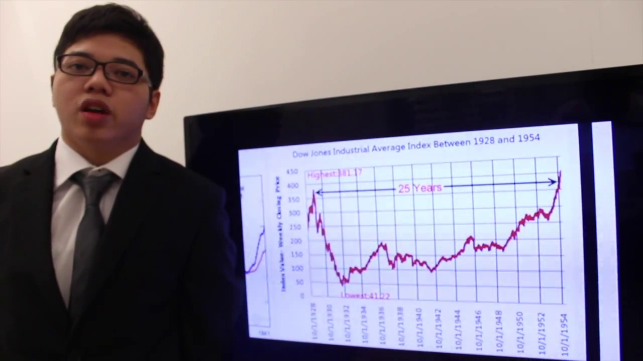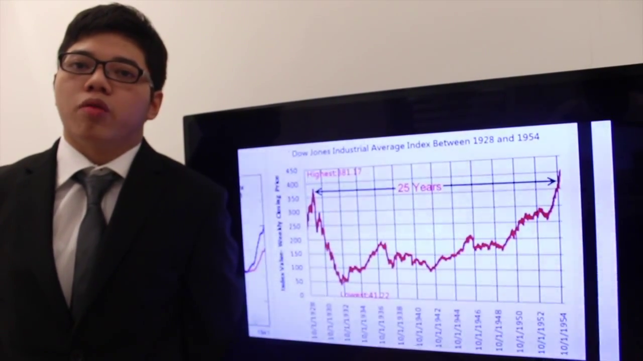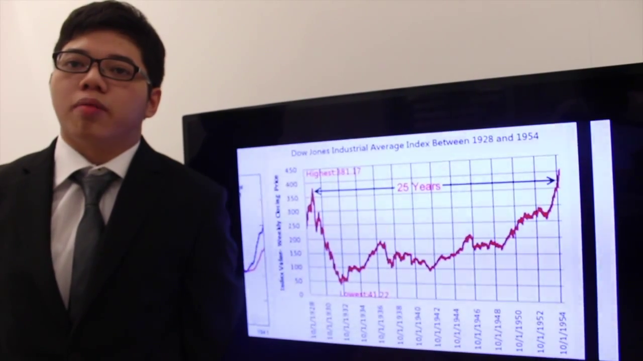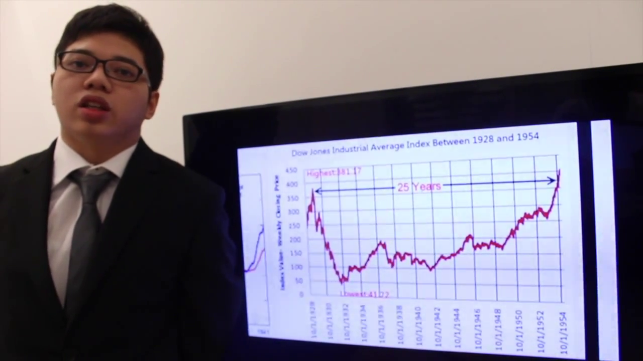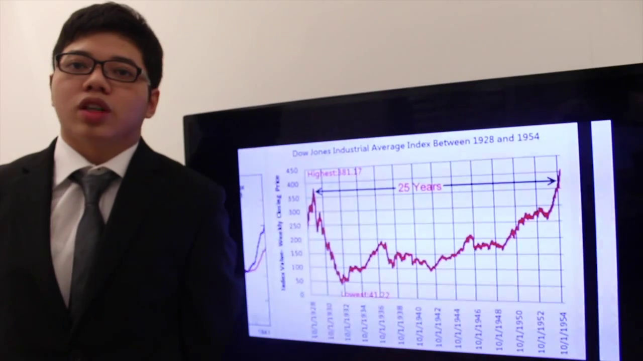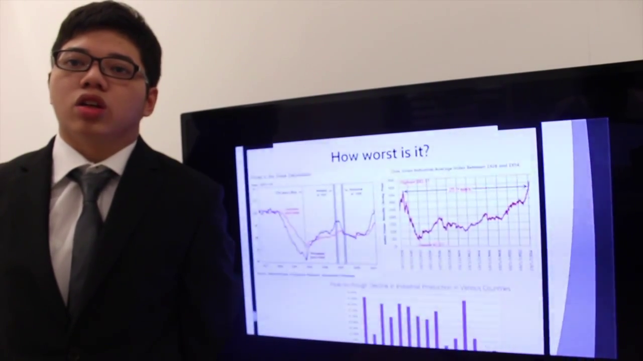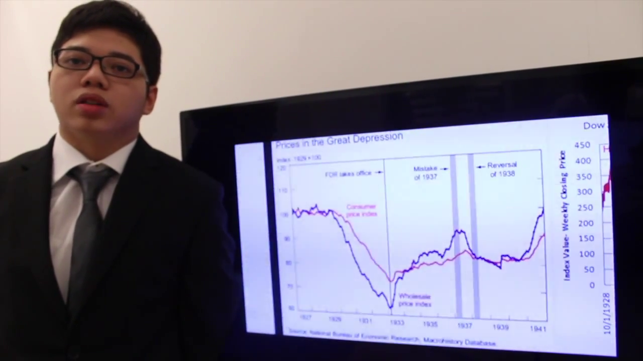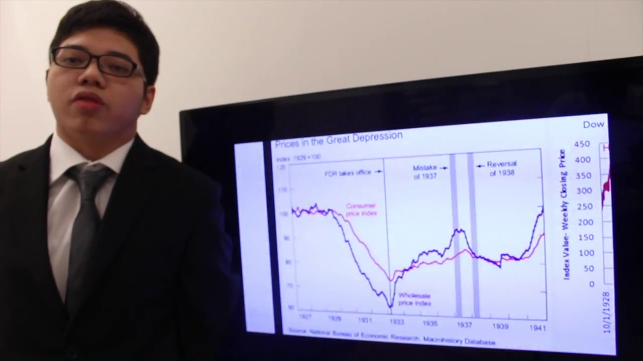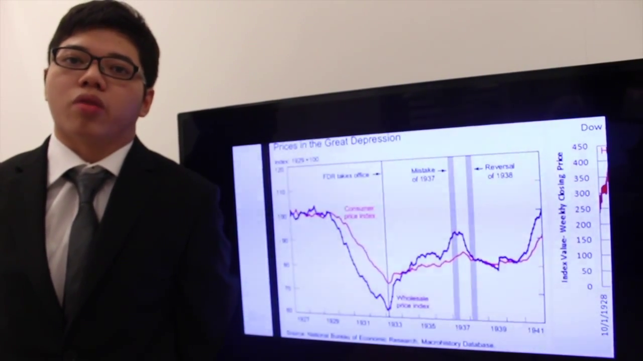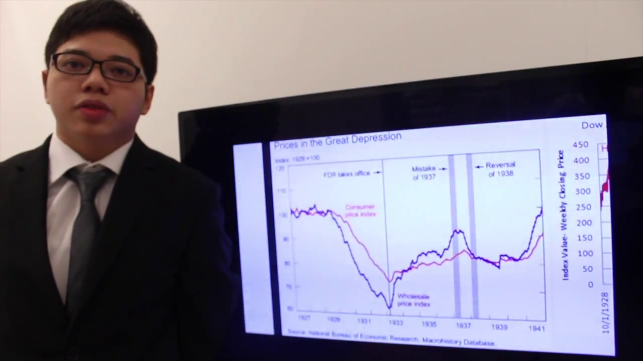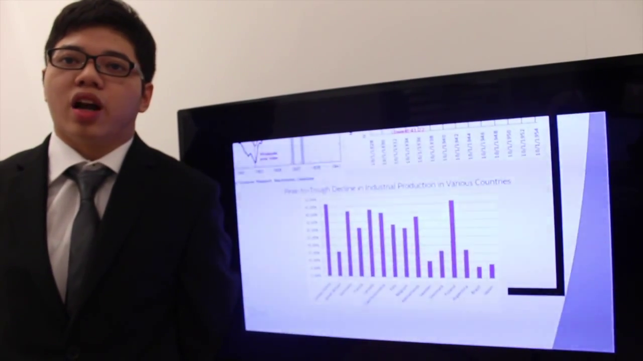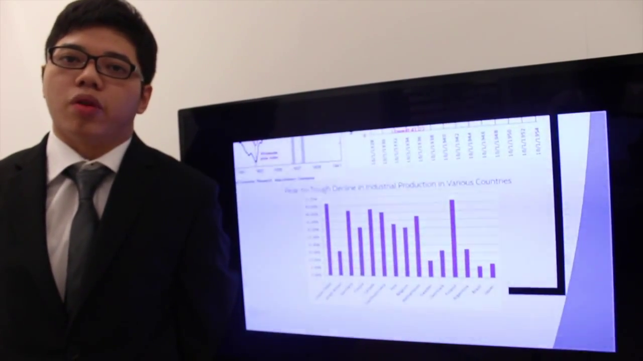The index dropped from 381 to 41, which means the value of the US stock market dropped over 90% in only 2 years. This graph is about the price level in the US. The consumer price index and the wholesale price index dropped 25% and 35% in only 4 years after the Great Depression began. This figure is about the peak to trough decline in industrial production in various countries.